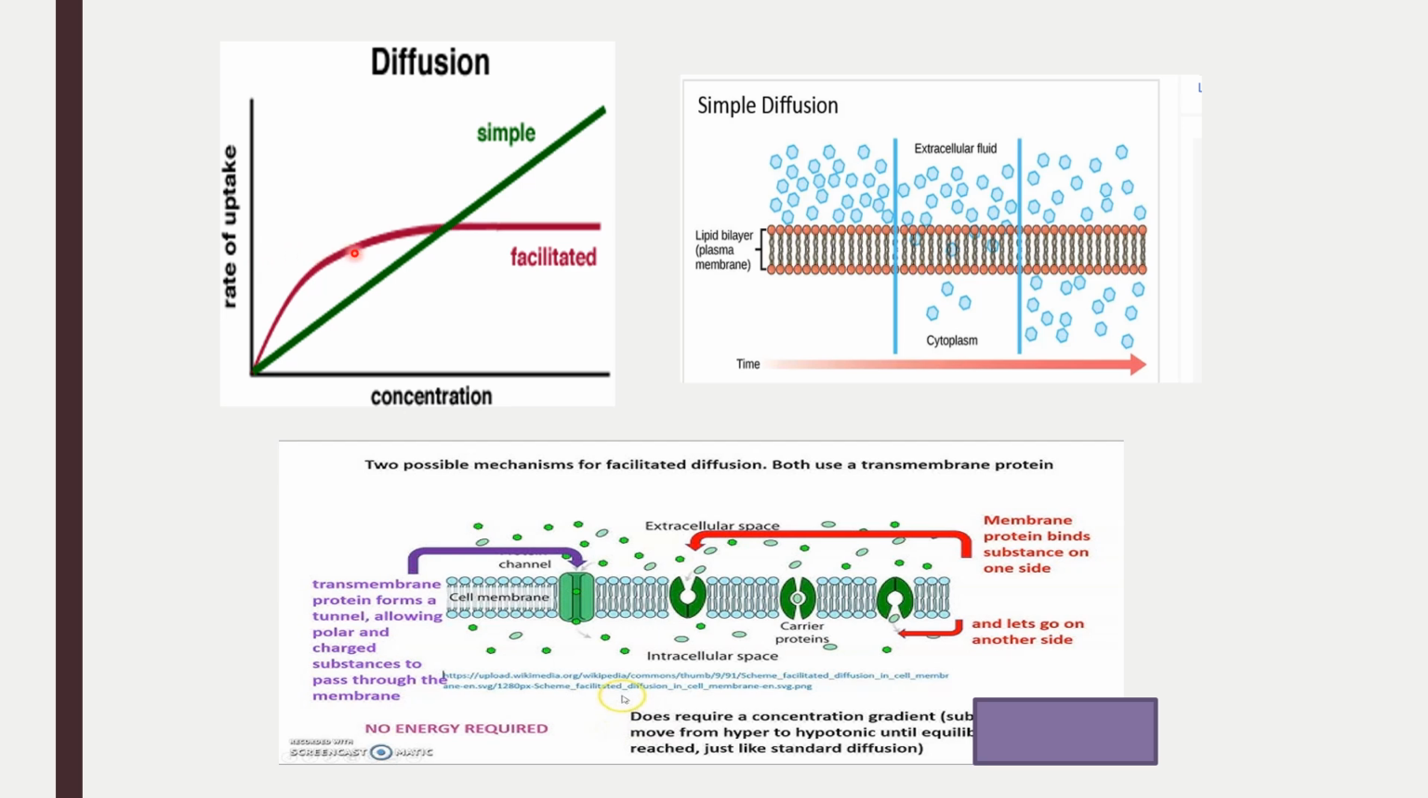So what are the similarities between facilitated and simple diffusion? Both are passive diffusion, along the concentration gradient, and no energy is required. In case of facilitated diffusion, we require the carrier protein. Mostly the larger particles and the polar particles are transported by facilitated diffusion. It is faster diffusion, but it follows the saturation kinetics.